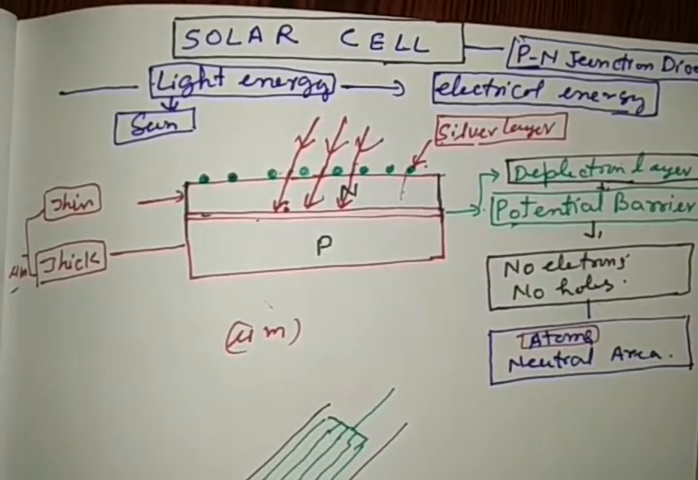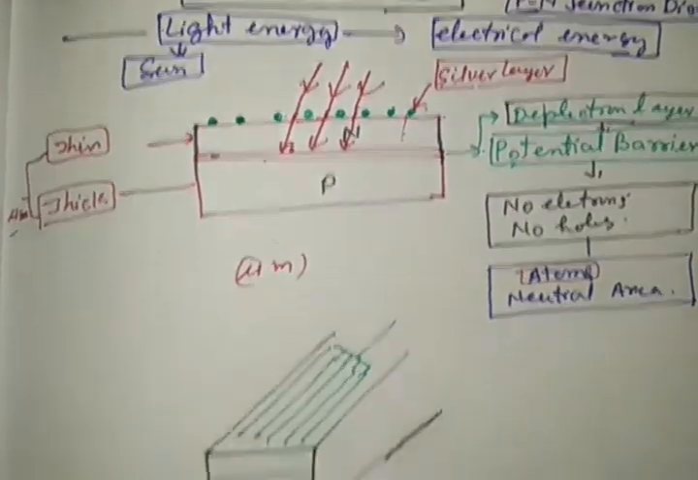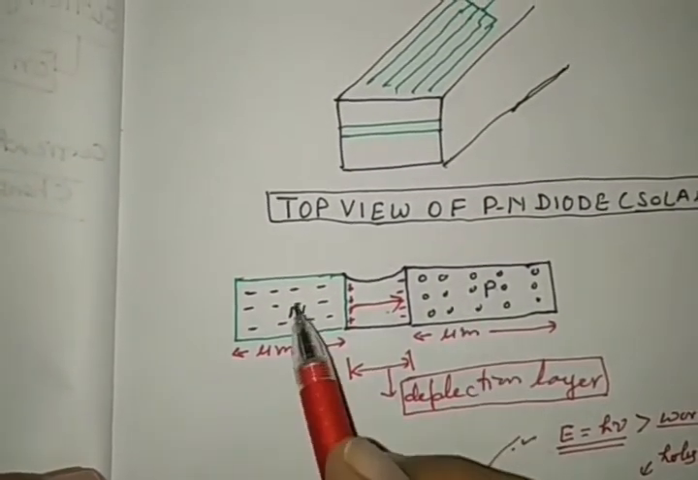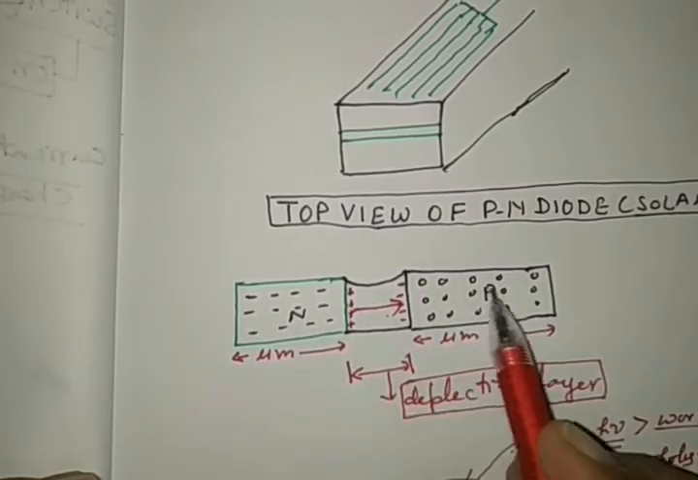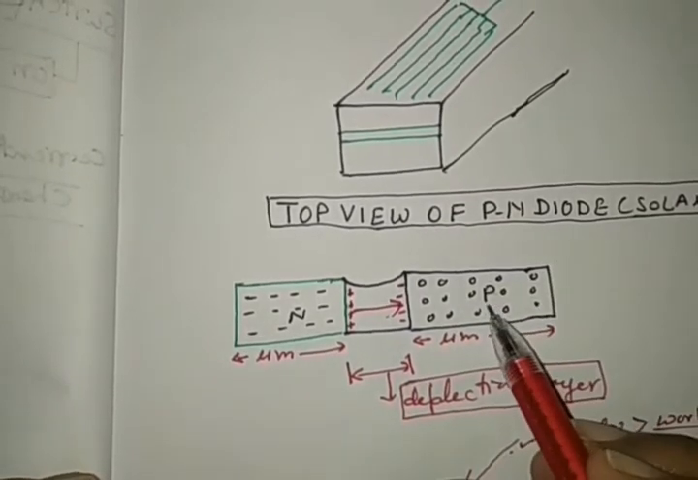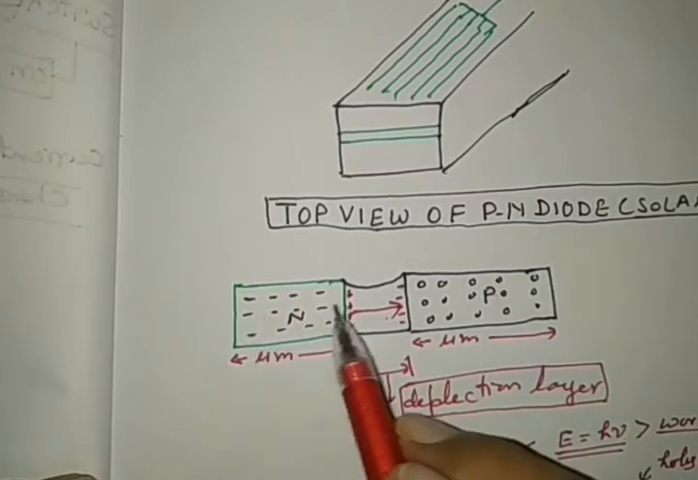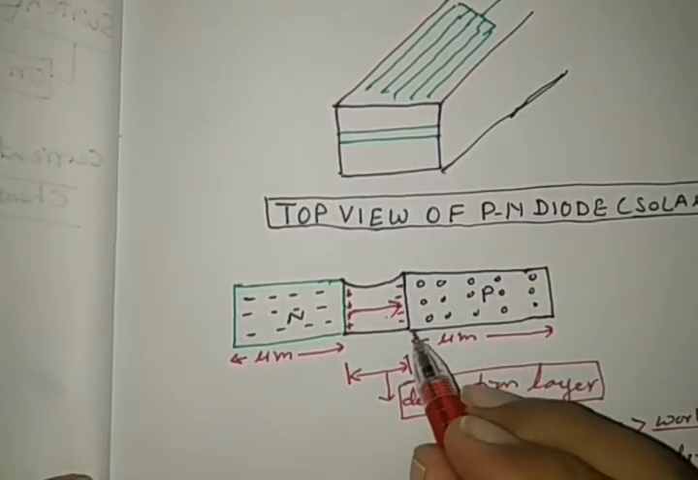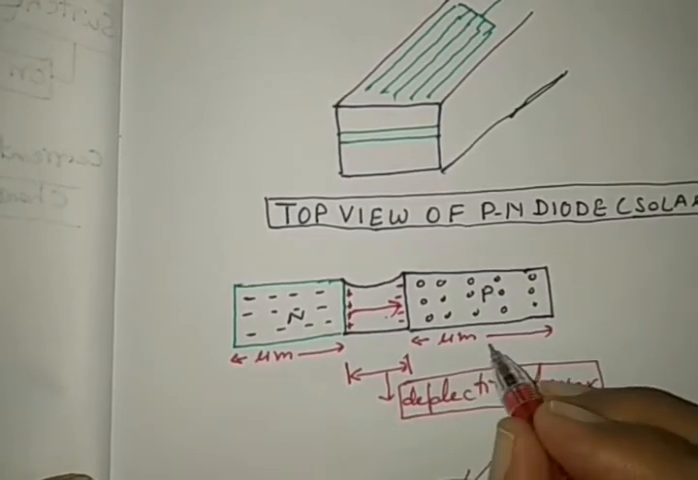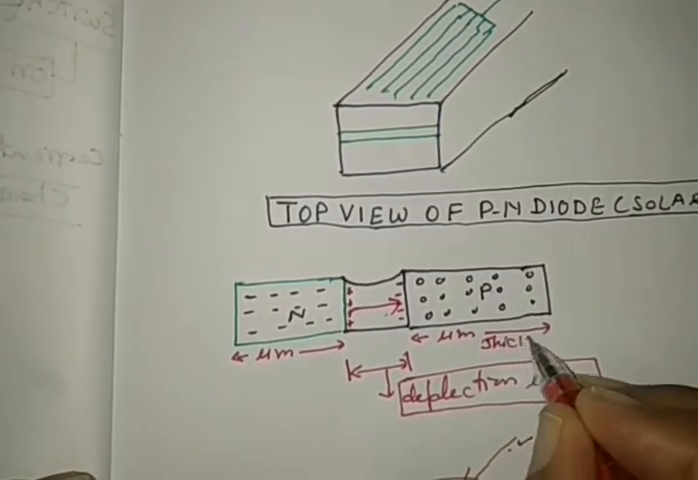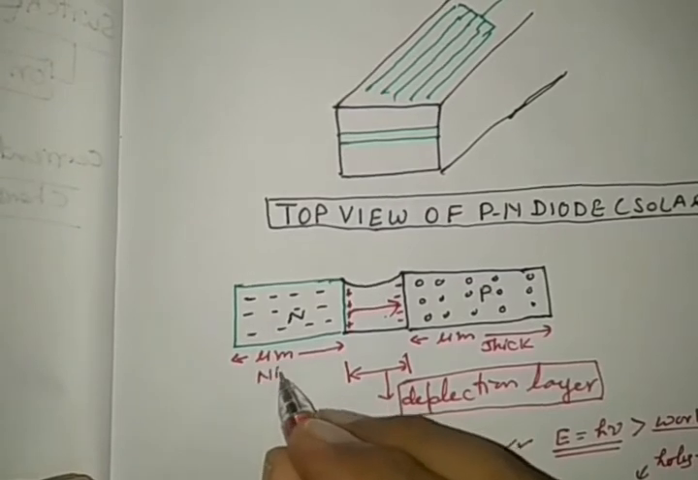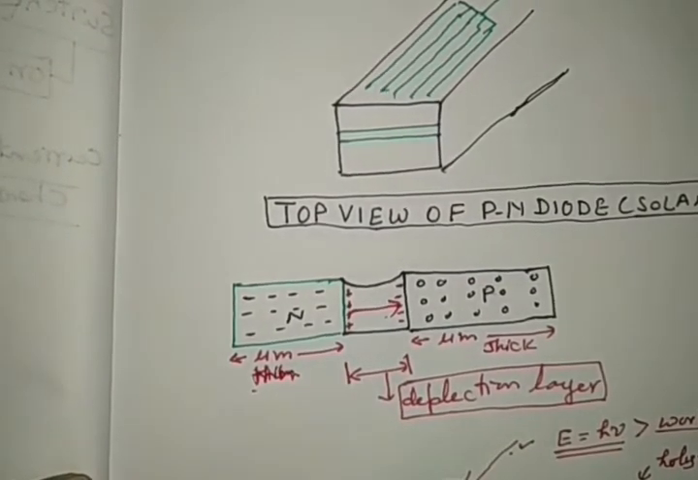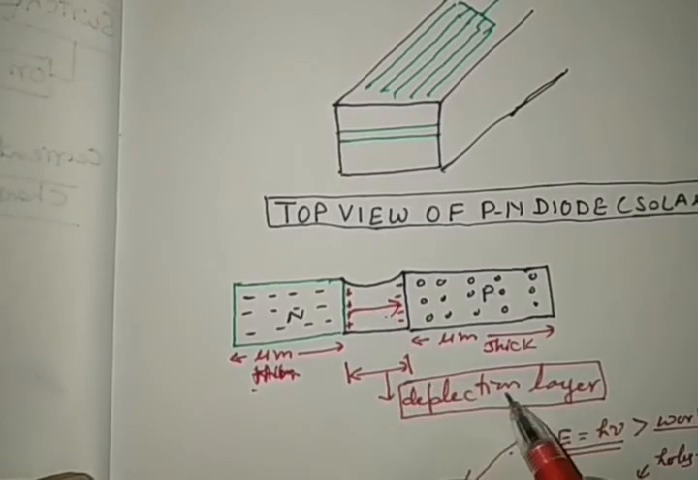Clear? See, now see very carefully this diagram here to understand the fact. This is NP type semiconductor, PN type semiconductor. Here majority charge carriers are holes. This is negative charge carrier. Both are in micrometer, but this one is thick, and this one is thin, a few micrometers. This is a depletion layer area.